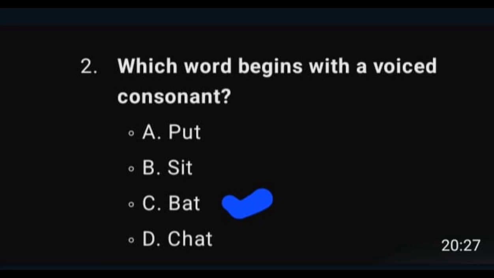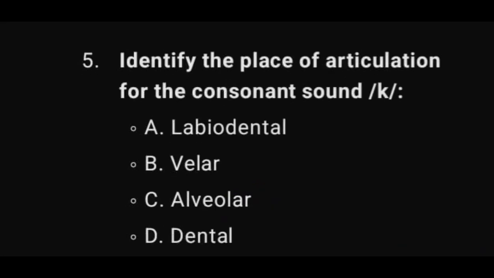Option C begins with consonant b. B is a voiced consonant sound. P is a voiceless consonant sound, so that cannot be the answer. S is a voiceless consonant sound. Ch is also a voiceless consonant sound. But b is a voiced consonant sound because the vocal cords vibrate when we pronounce b. So option C is the correct answer.